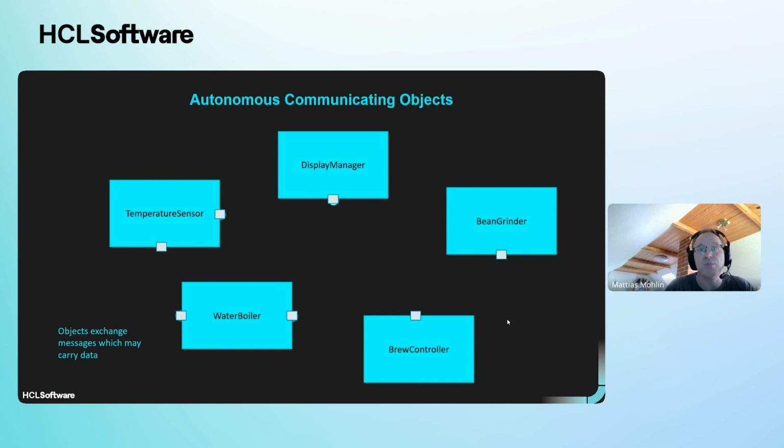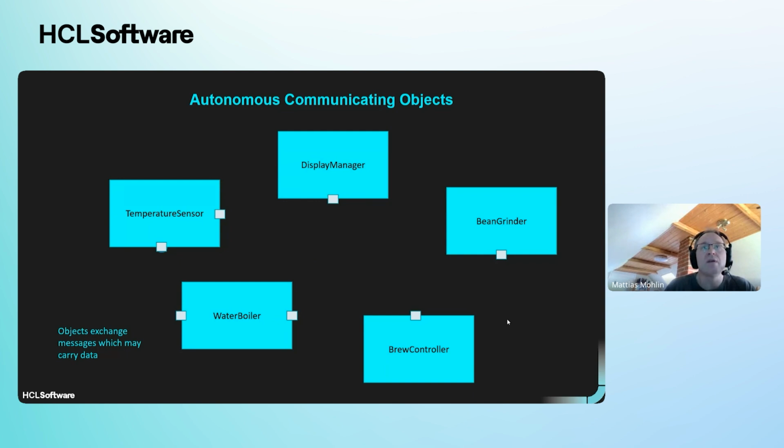And each of these objects operate autonomously with a well-defined responsibility. But of course, they need to communicate. So for example, a water boiler cannot know when to turn off heating the water unless the temperature sensor gives it the current temperature of the water. So these messages that are sent back and forth, they may or may not, depending on need, carry some data.